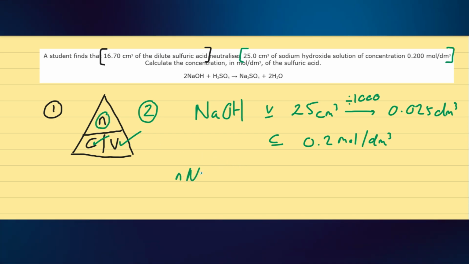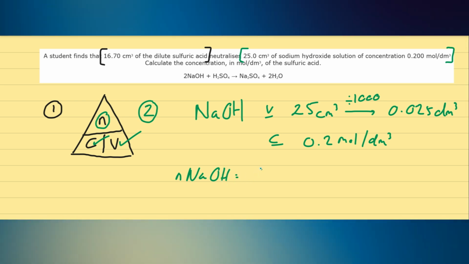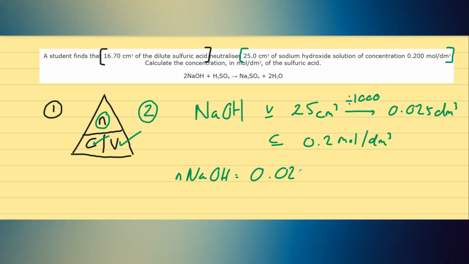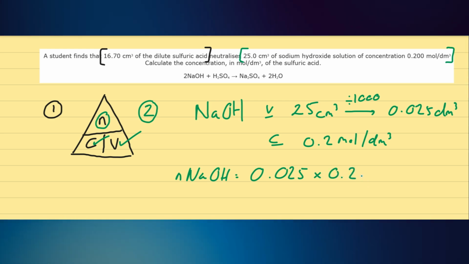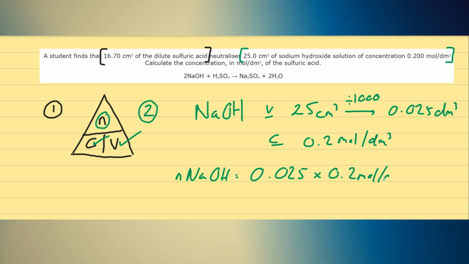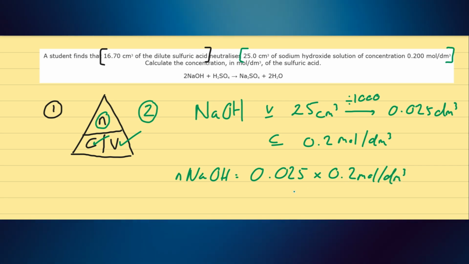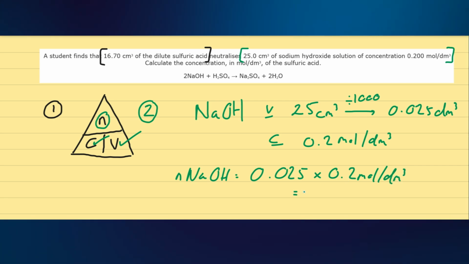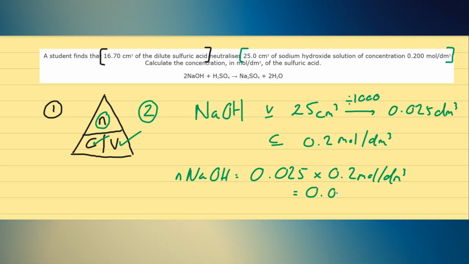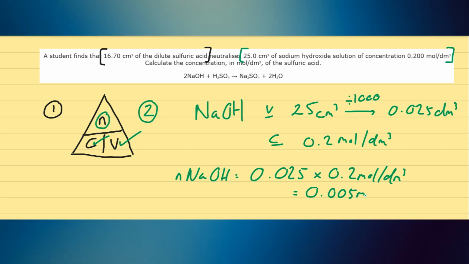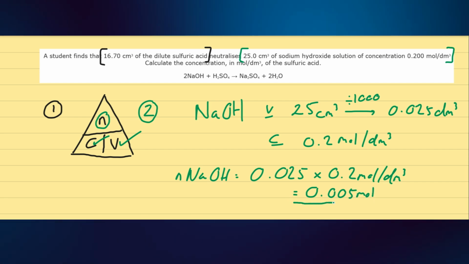So my number of moles of NaOH will be equal to 0.025 times by 0.2 moles per decimeters cubed. And that will give me my number of moles, and that will be 0.005 moles. And again, I'm going to underline that to show you how important that number is.